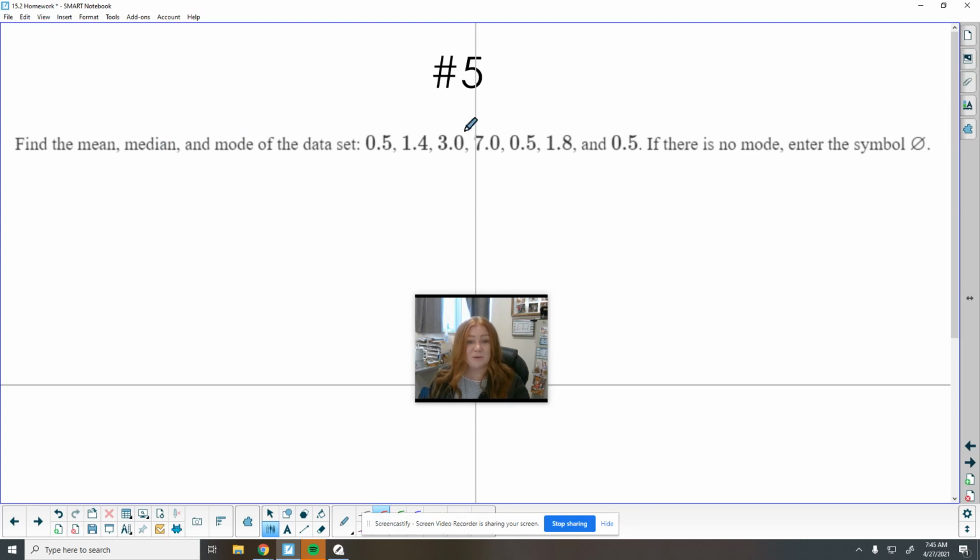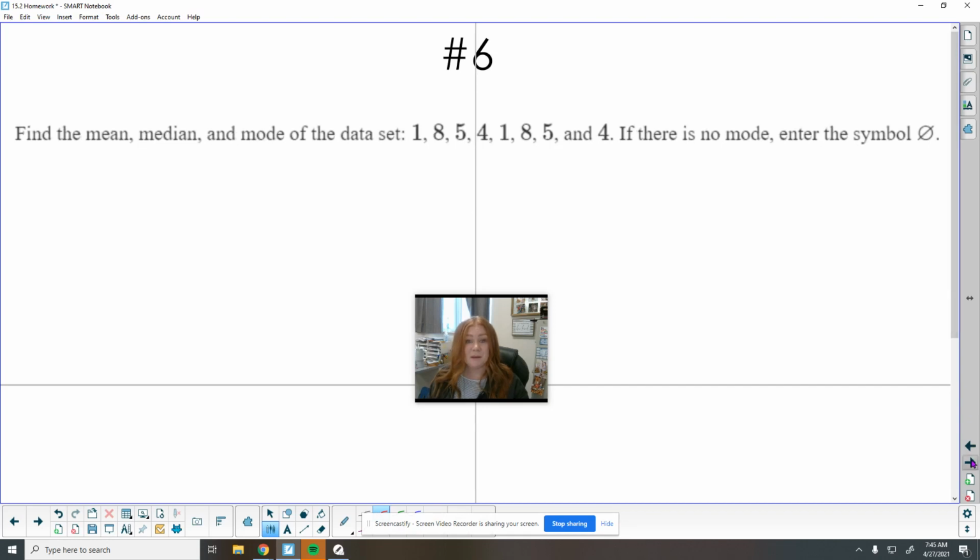There's 1, 2, 3, 4, 5, 6, 7. So that one should just end with 1 number in the middle. And then the mode, is there a number that happens more often than the others? If not, put in the no symbol.